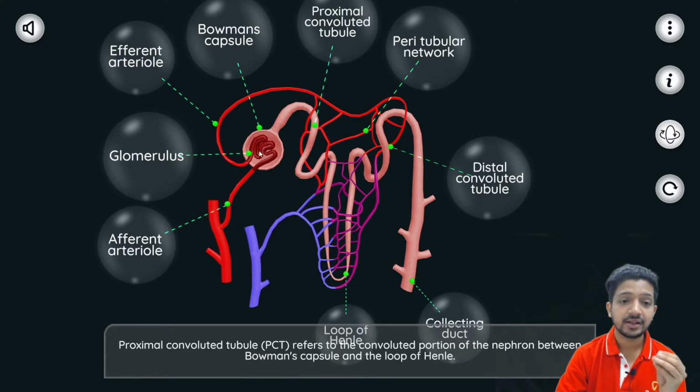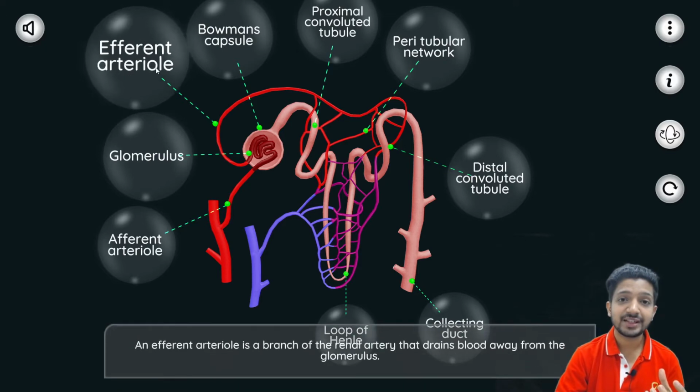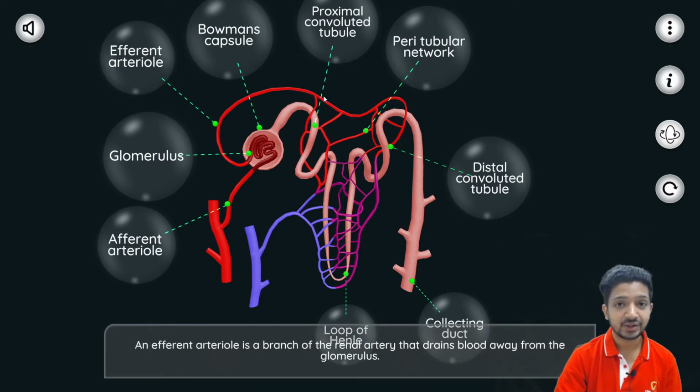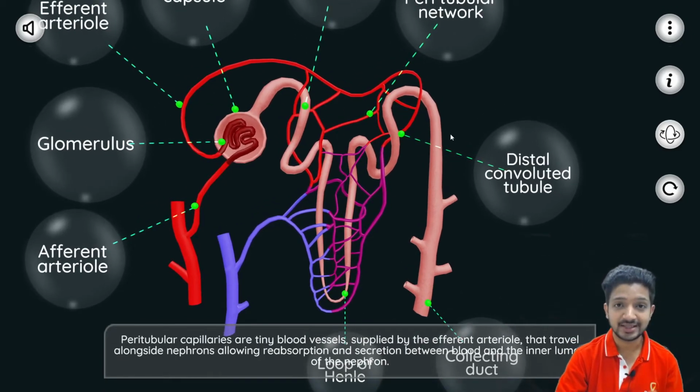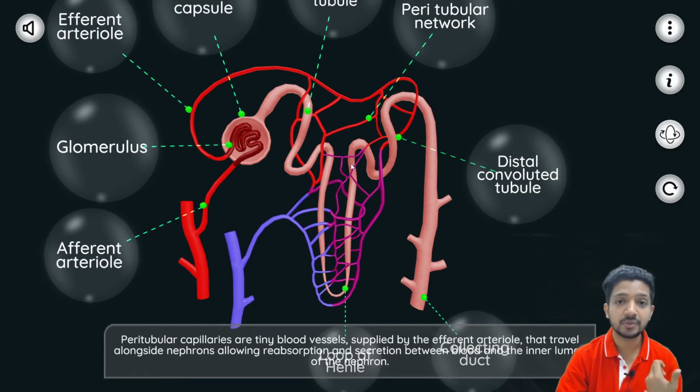And the blood further comes out of the Bowman's capsule through the efferent arteriole. And this efferent arteriole further branches into a network of fine blood vessels called the peritubular network. As you can see on the screen, the entire network of blood vessels is the peritubular network, which spans throughout the nephron, and they play an important role in reabsorption and secretion between the urine, that is nephron, and the blood, so that the important parts, the useful parts, are reabsorbed in the body from the nephron into the blood.